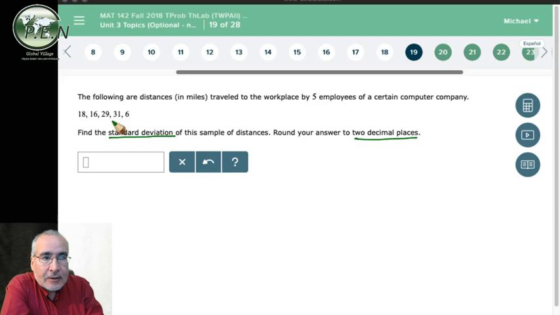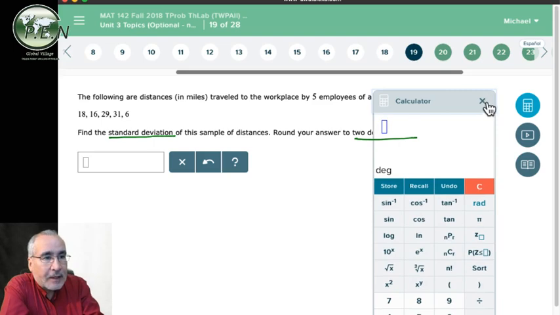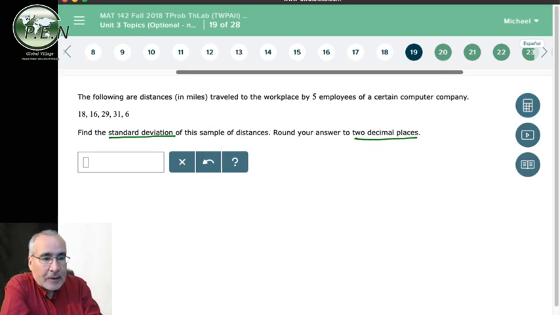What I'm going to show you here is how to do it by hand, because some of you, if you're going to use the calculator provided by Alex, will notice there is no standard deviation calculation there. So what we have to do first is, there are 5 employees. We're going to find the mean.